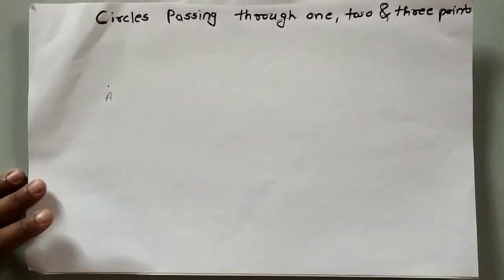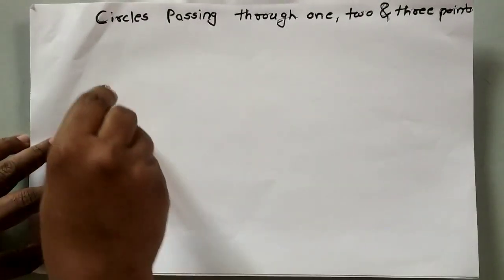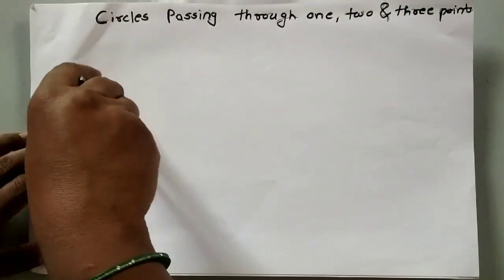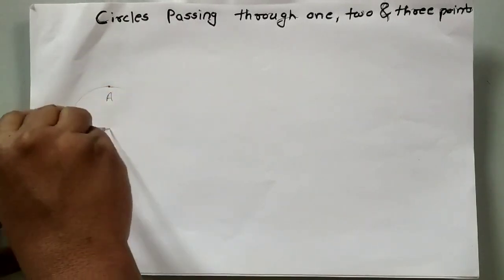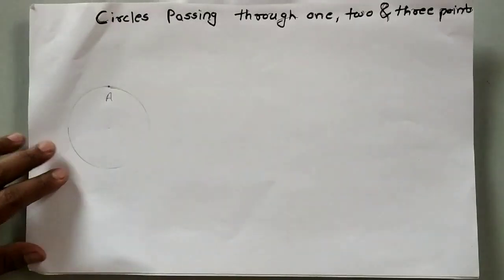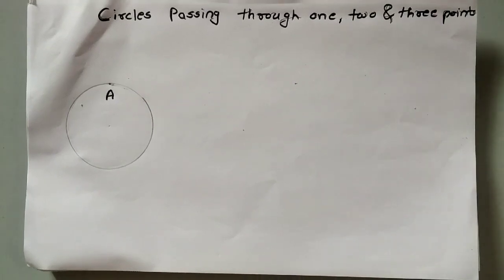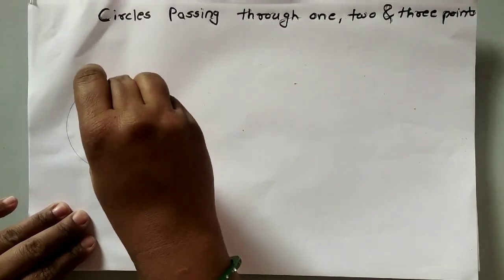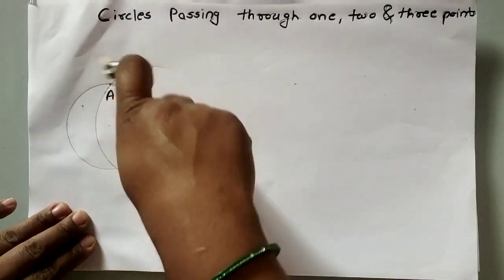And from this point A, how many circles can pass in? We will see just through the activity. This is the first activity. This is point A. So from this point A, we can pass. How many circles can we pass from this point A that we are looking at now? So this is the point A.